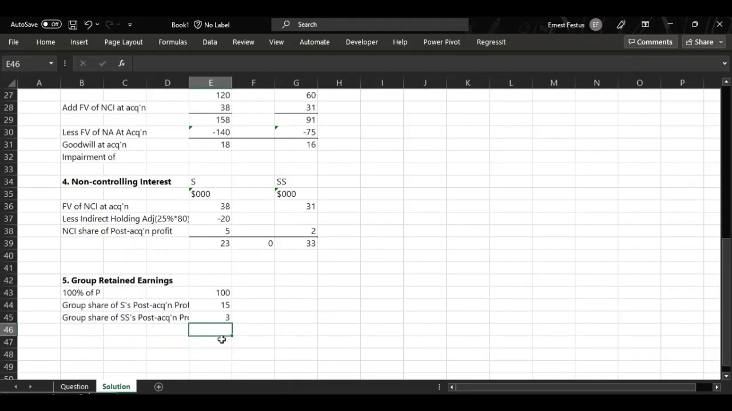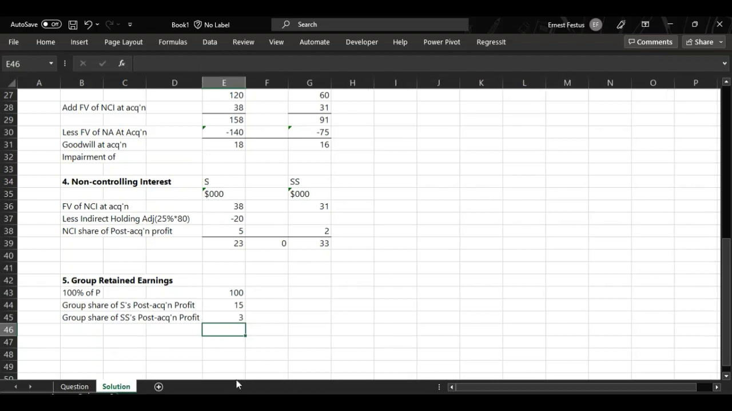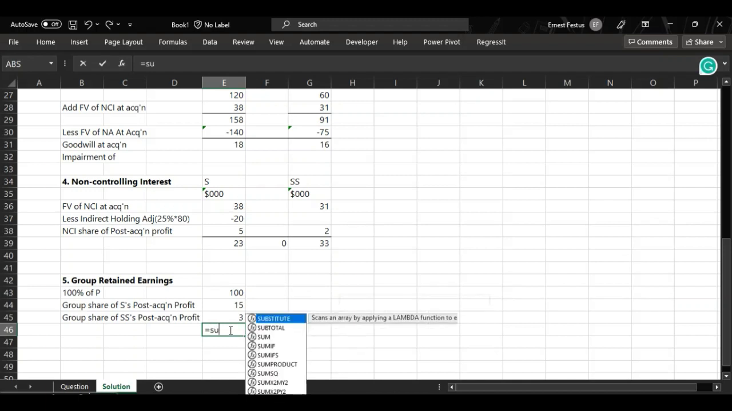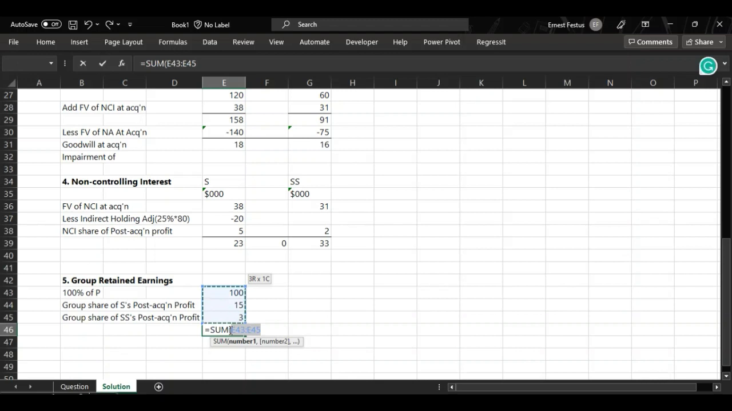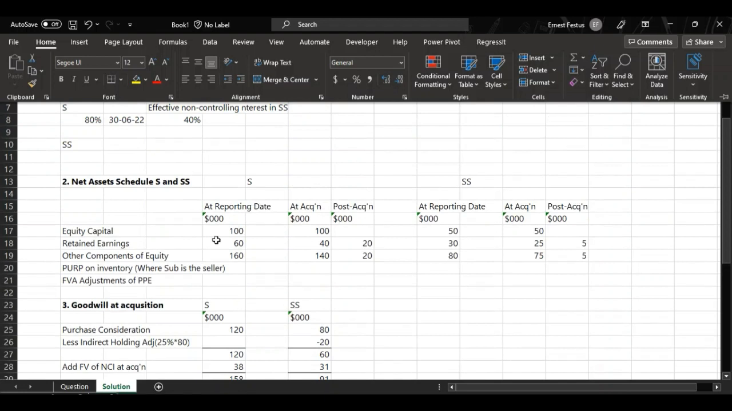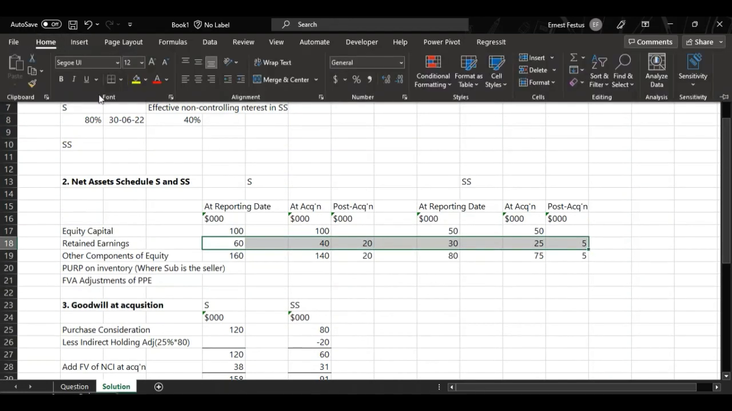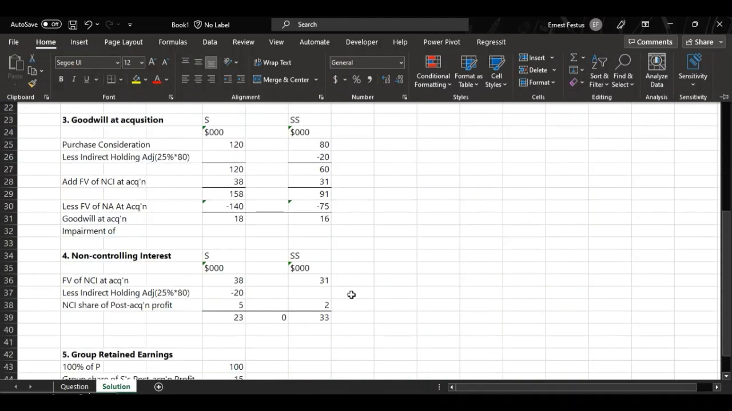And in this particular question, I think that is all. So I'll just sum everything together. So equals sum, and then sum everything together. So that is 118. Set some borders here, I think for my net assets. So insert a border there for our net assets.